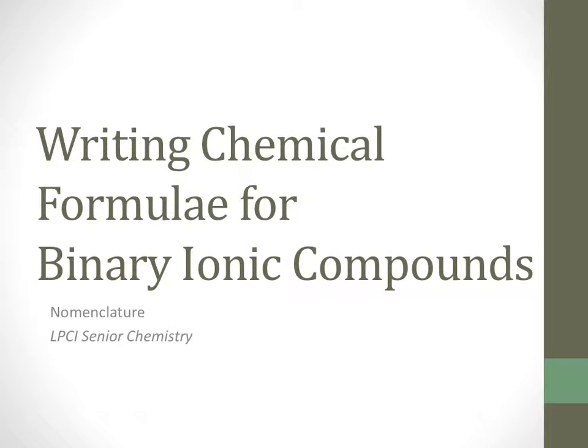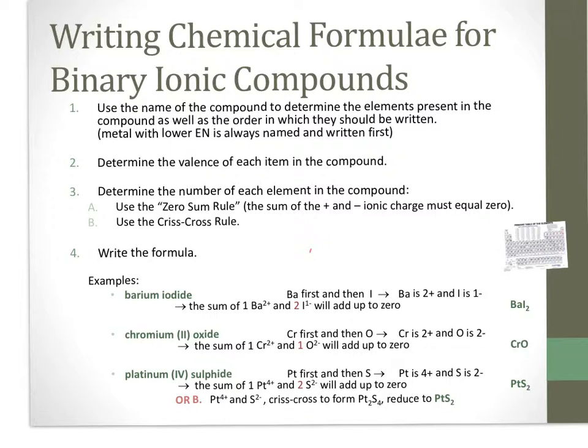So now we're going to review how to write a chemical formula when you're given the name of a binary ionic compound. And remember, binary means that there's only two elements, and ionic means that you have a metal and a nonmetal. So how do you write a chemical formula from the binary ionic name?